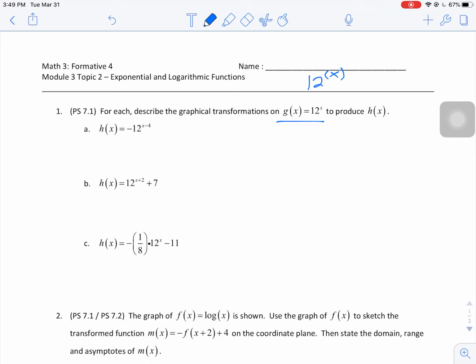So on part A, that negative sign in the front is a reflection over the x-axis. The -4 right here, that would be considered inside the parentheses. So those are always our horizontal translations. And since it's a -4, we actually want to go right 4.